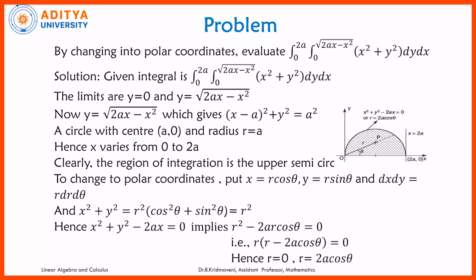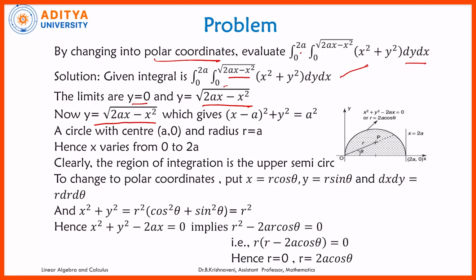So now let us discuss the question: how to evaluate by changing the given integration into polar coordinates. The given integral is integral 0 to 2a, integral 0 to root of 2ax minus x square, of x square plus y square dy dx. Since the limits are in terms of x, the y limits are 0 to root of 2ax minus x square.